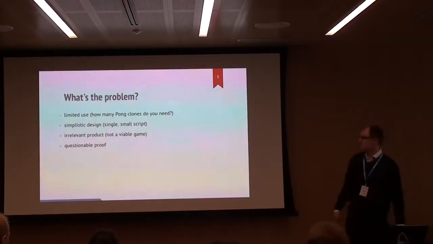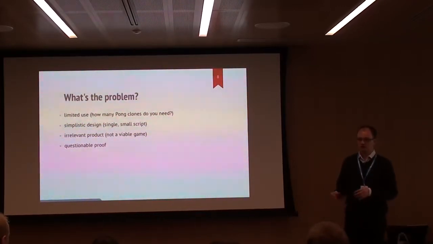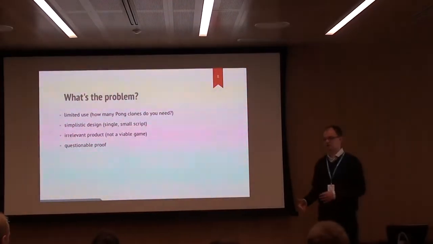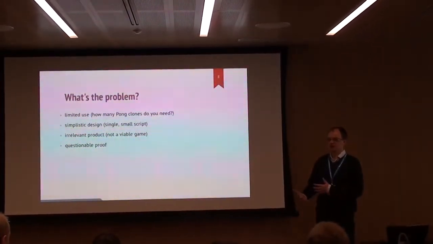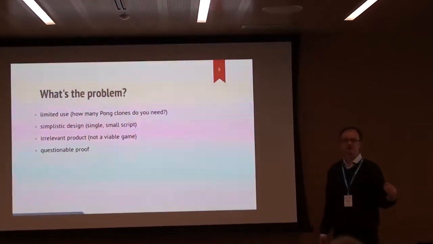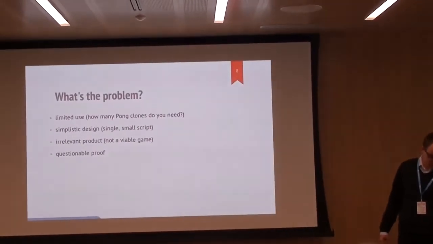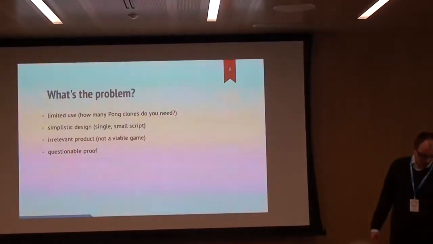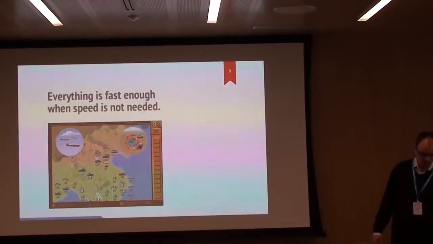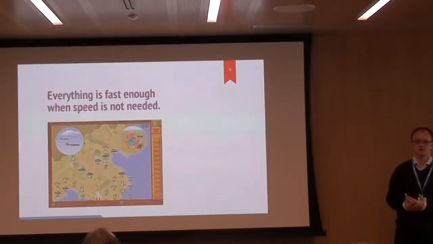And the fourth thing is, when someone shows you a very simple game as a proof that Perl is a viable alternative to other solutions, and you can create games with it, well, it's not much of a proof, because it only shows you that for simple things it's good enough. So, how could we get around this? I say that everything is fast enough when you don't need speed.